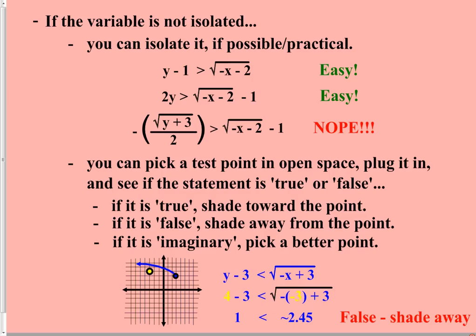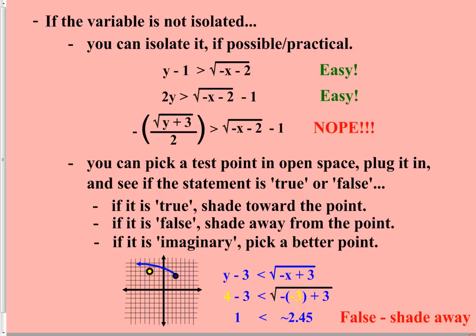This blue one happens to be y minus 3 is less than the square root of negative x plus 3. And let's say instead of isolating the y, you just said, hey, I'm going to pick a test point. So we picked this yellow point right here, negative 3 comma positive 4, and plugged in negative 3 and 4 for the x and the y. Then what we end up with is a statement that says 1 is less than approximately 2.45. So is that true? 1 is less than 2.45?